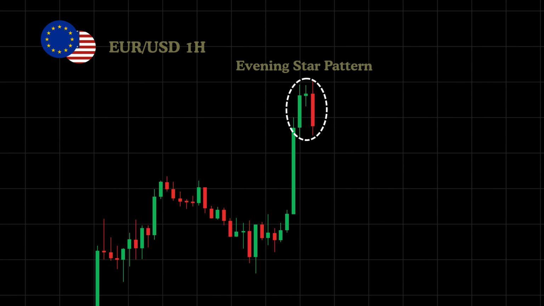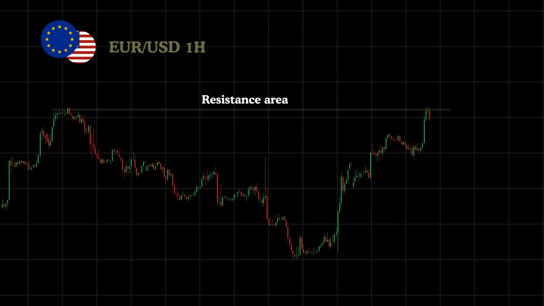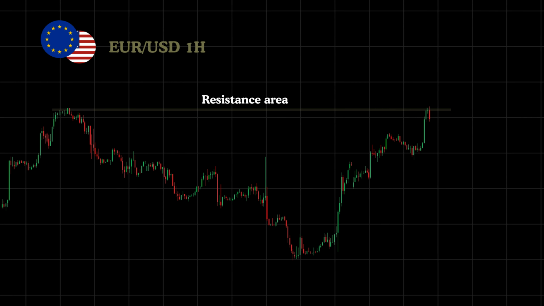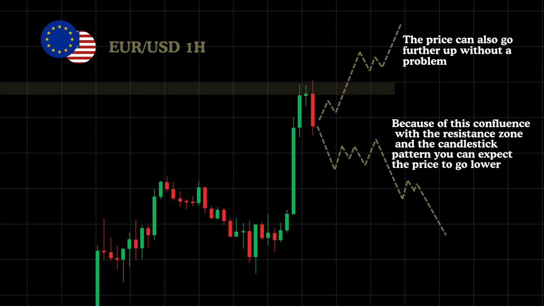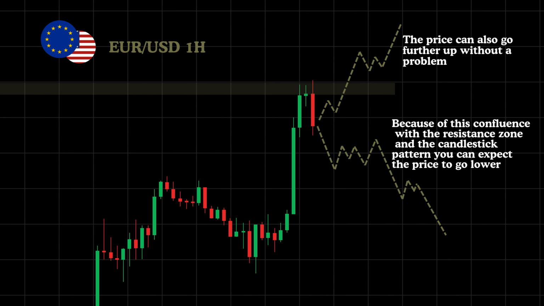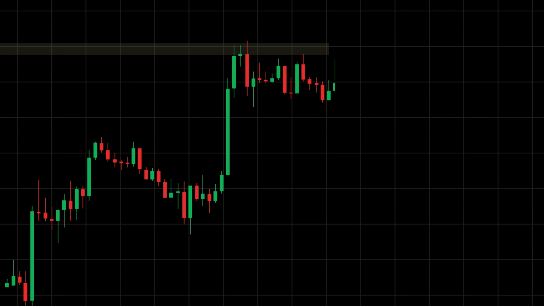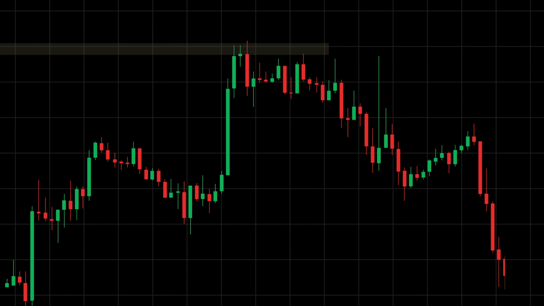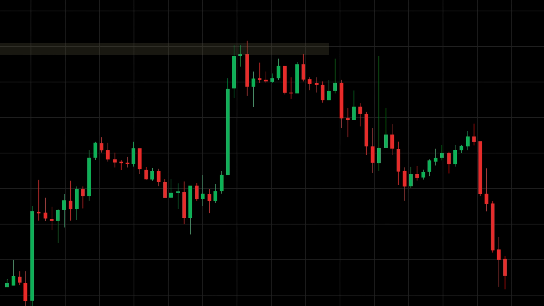If we zoom out to identify possible zones, you'll notice how the price created a resistance area that aligns with our pattern. Once the price reaches that zone, you can anticipate either a reversal or a continuation upward without hesitation. You can never know exactly what the price will do, but you can wait for confirmation, and that confirmation may come from a candlestick pattern. In this case, the evening star signaled a possible reversal.